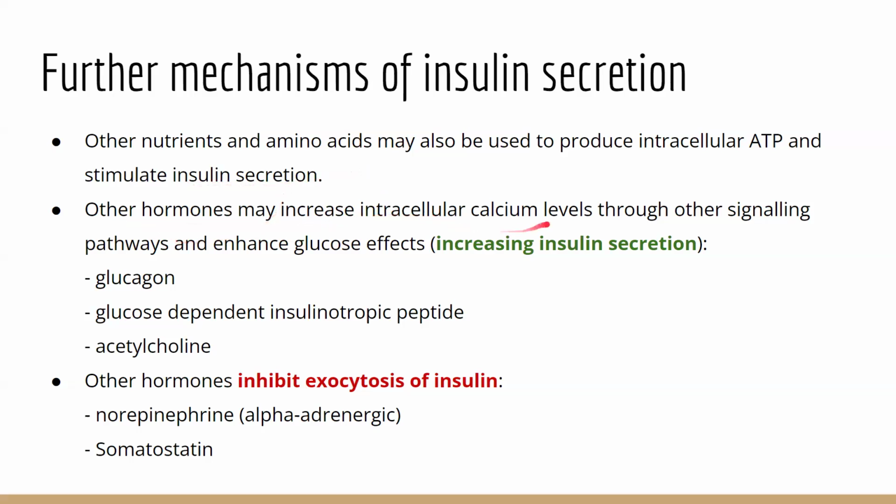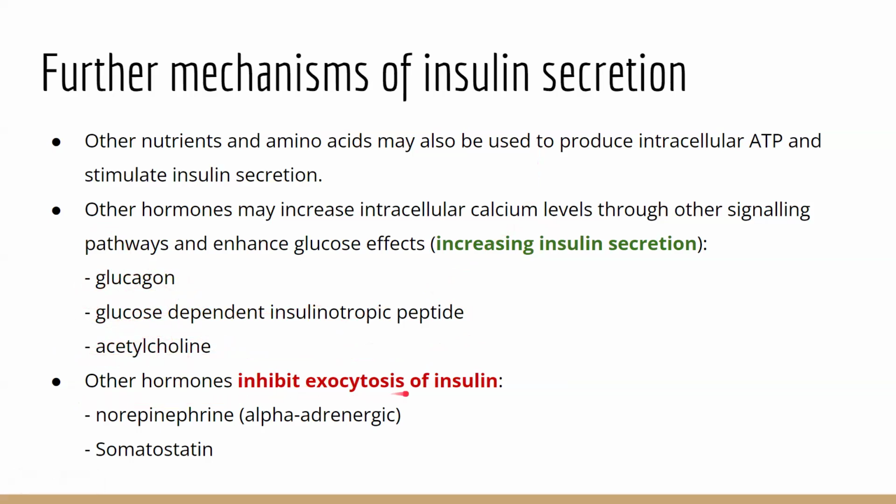Other hormones may increase intracellular calcium levels through other signaling pathways and enhance glucose effects. So glucose is entering, it's causing ATP formation, it's inhibiting the potassium channel, which will cause the depolarization, increasing the calcium ion influx, and that causes the vesicles to be released. But there are other hormones that act on this calcium ion channel, which was the last step we said, where calcium ions enter the cell and then cause the vesicular release. Those can be glucagon, glucose-dependent insulinotropic peptide, and acetylcholine. Okay, don't worry about too many of them. Just get a general idea of them. I'll tell you how to memorize them later on.